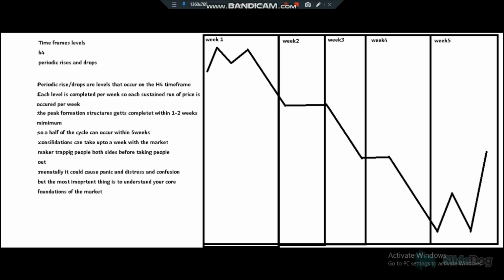Level counts, periodic rises on the H4, part 2. In the previous video, we discussed that each level occurs during each week, and so forth. But if you just come into this video, into the second part, I would advise you to go back to the first part so you can understand what we were discussing. But without further ado, as promised, let's go into the charts.